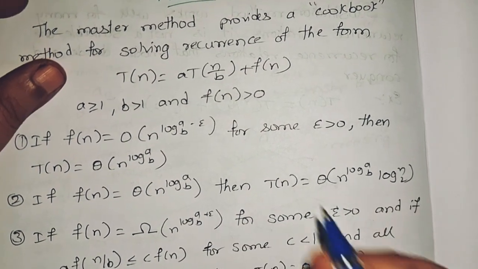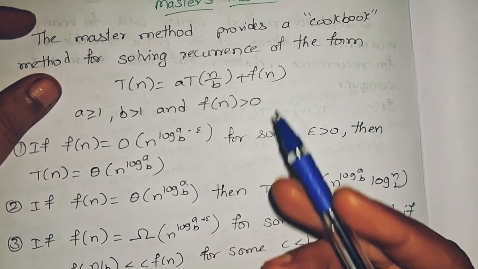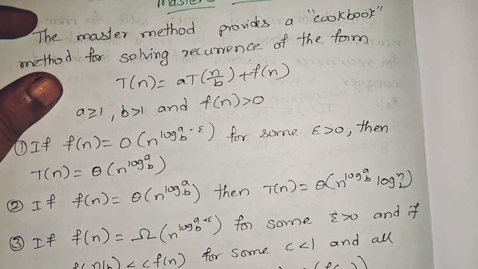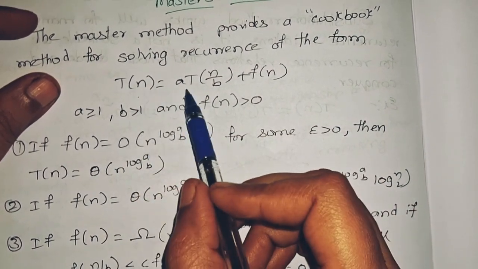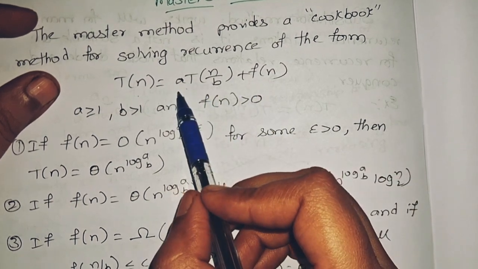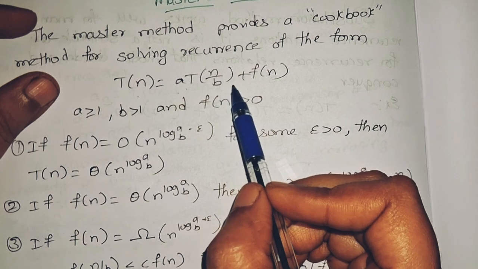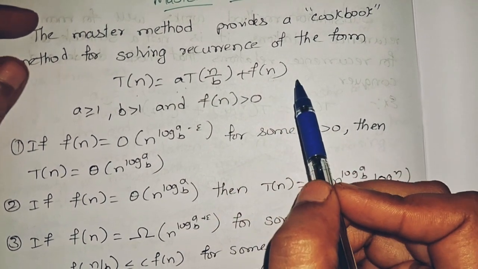In order to solve the recurrence relation and find out the time complexity, it must be in this format: T(n) = a·T(n/b) + f(n). Here the value of a must be greater than or equal to 1, b must be greater than 1, and f(n) must always be positive.